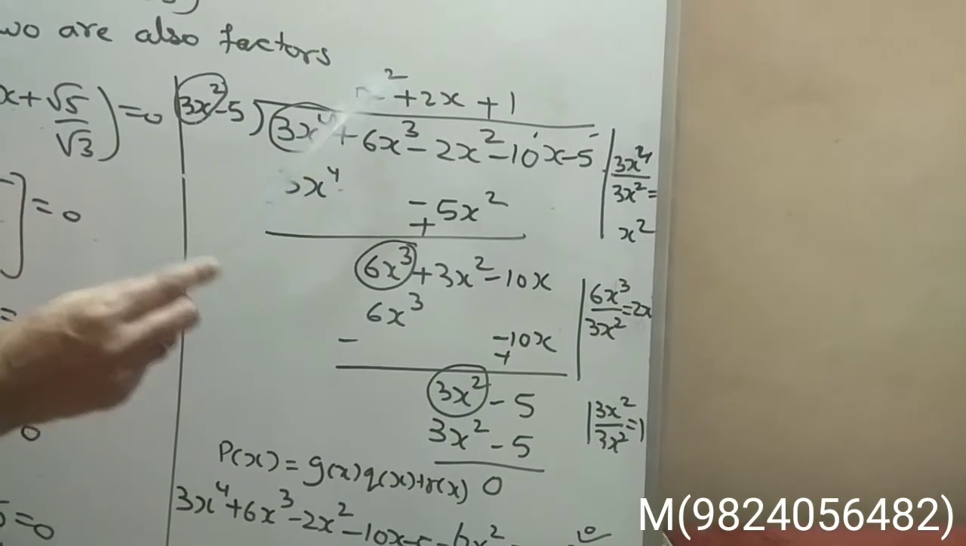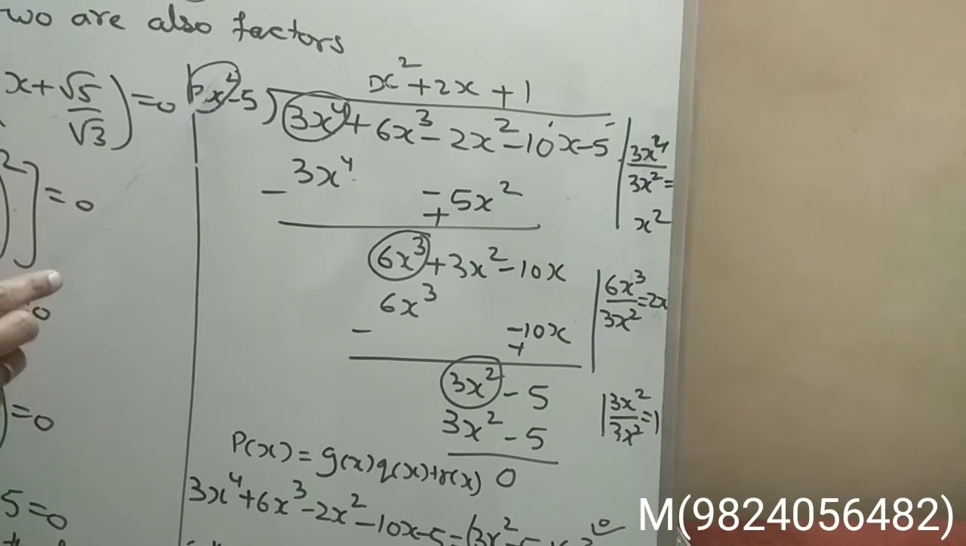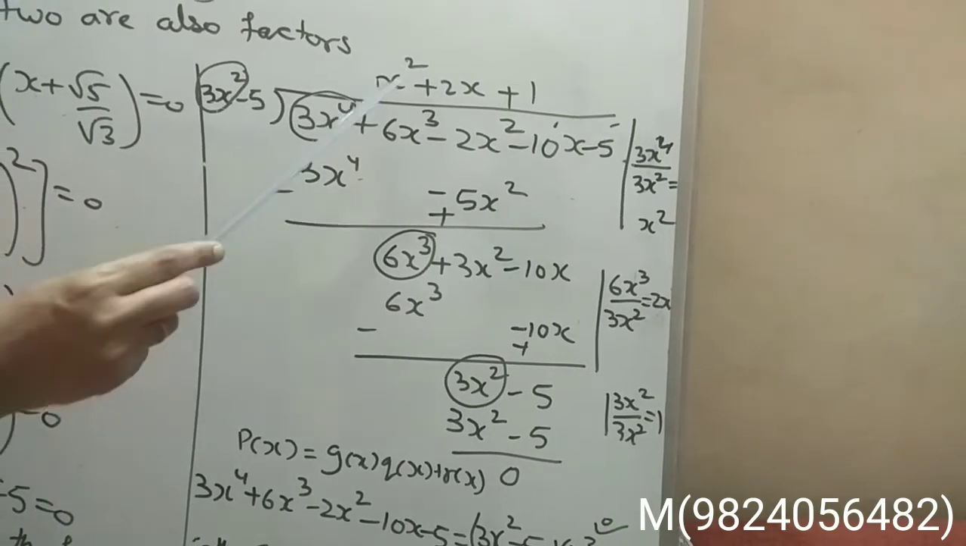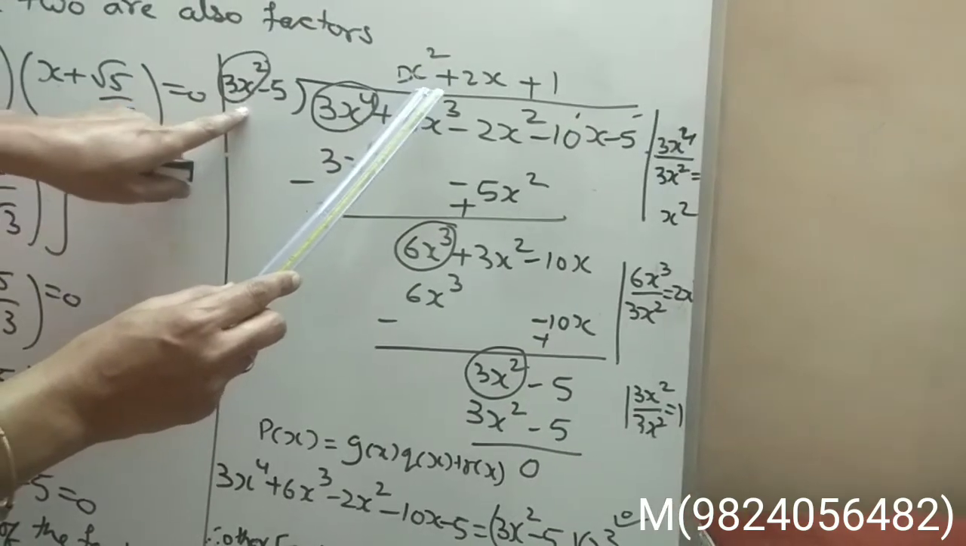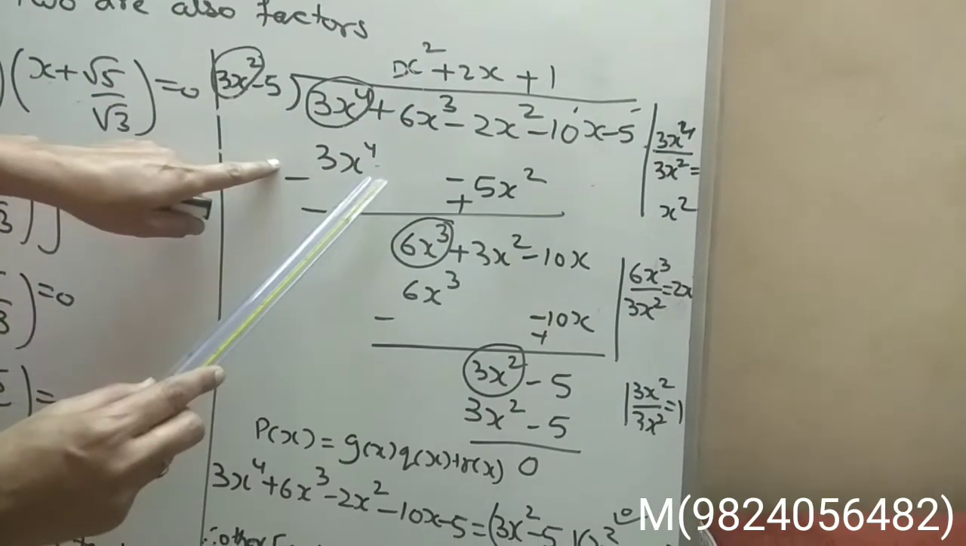This x square will be multiplied to this divisor. So when these two terms are multiplied, x square multiplied by 3x square, it will be 3x raised to 4.